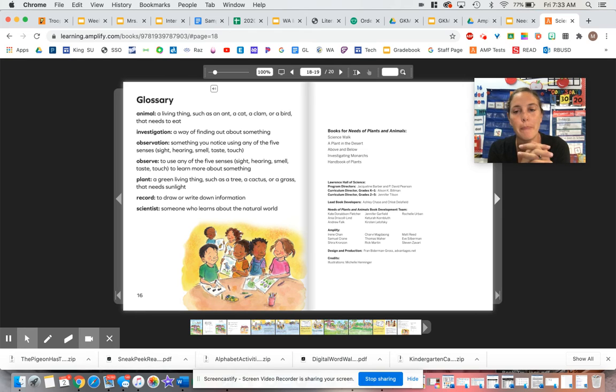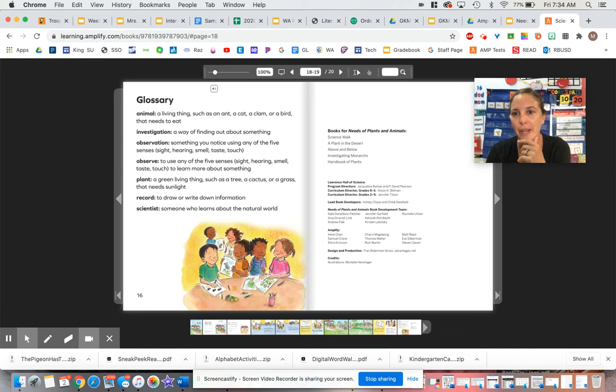All right. So then in the back of nonfiction books, nonfiction tells you real information. There's always a glossary, or most of the time there's a glossary. And a glossary is like a dictionary. So if there's big words that you don't maybe know what they mean, it will explain what the word means. So let's see what the words in the book are that they thought should be included in the glossary. Animal, investigation, observation, observe, plant, record, and scientists.